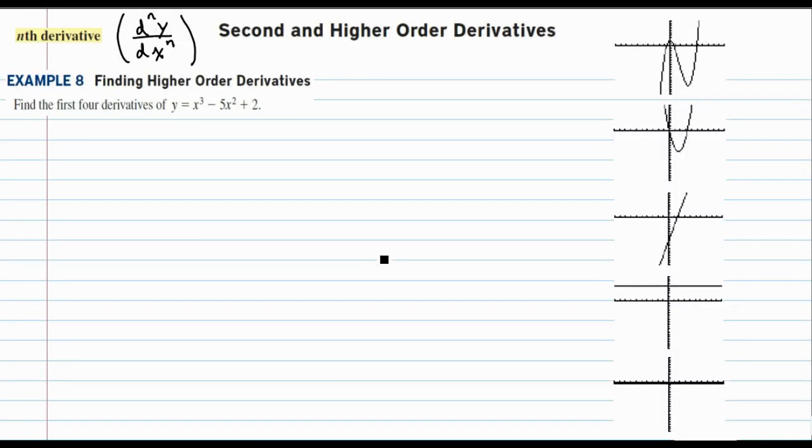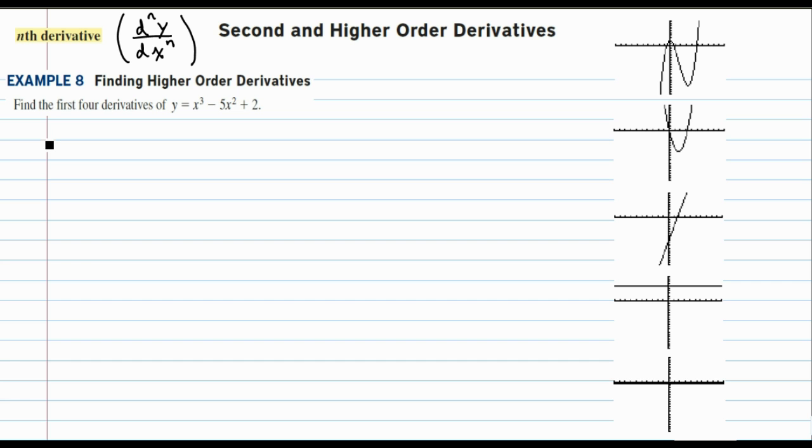This is the screencast for section 3.3, example 8. We are going to find second and higher order derivatives. So the second derivative, third derivative, fourth derivative, etc. And we express that like this. The nth derivative is d to the nth y over dx to the nth. So for example, in example 8, find the first four derivatives of y.